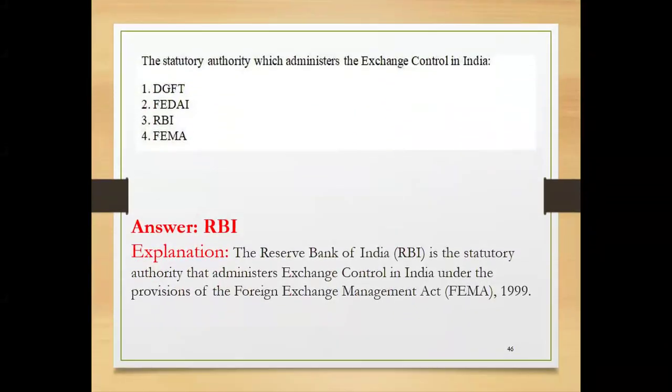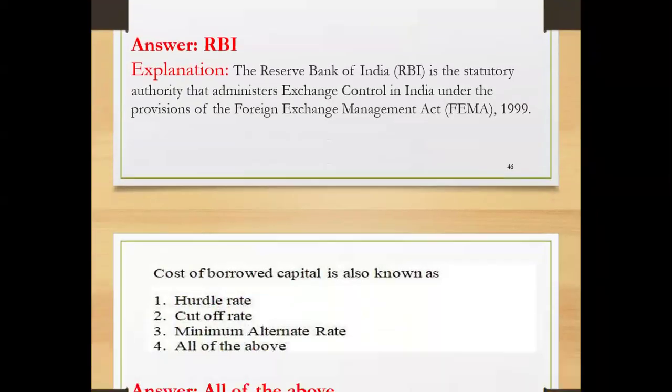Then, the statutory authority which administers the exchange control in India: DGFT, Director General of Foreign Trade, no; FEDI; RBI; FEMA. So, the correct answer is RBI. RBI is the statutory authority that administers exchange control in India under the provisions of the Foreign Exchange Management Act 1999.